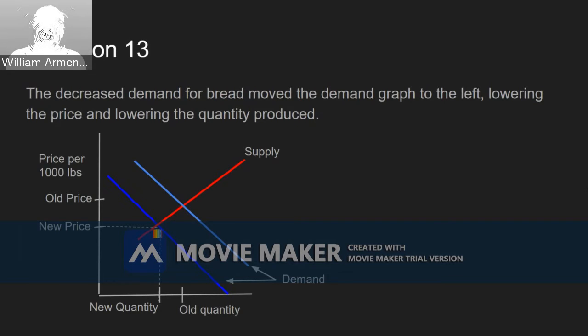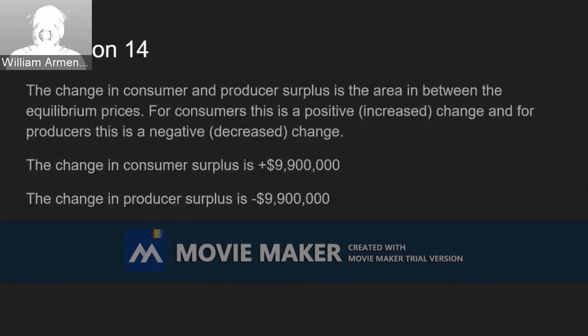For question 14, the change in consumer and producer surplus is the area between the equilibrium prices. For consumers, this is a positive change, and for producers, this is a negative change. So they're just flipped of each other. The change in consumer surplus is $9,900,000, and the change in producer surplus is $9,900,000.